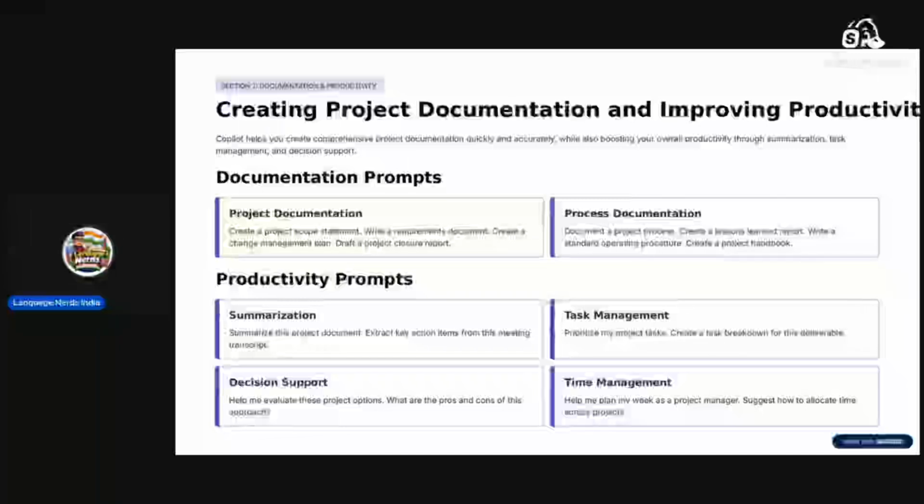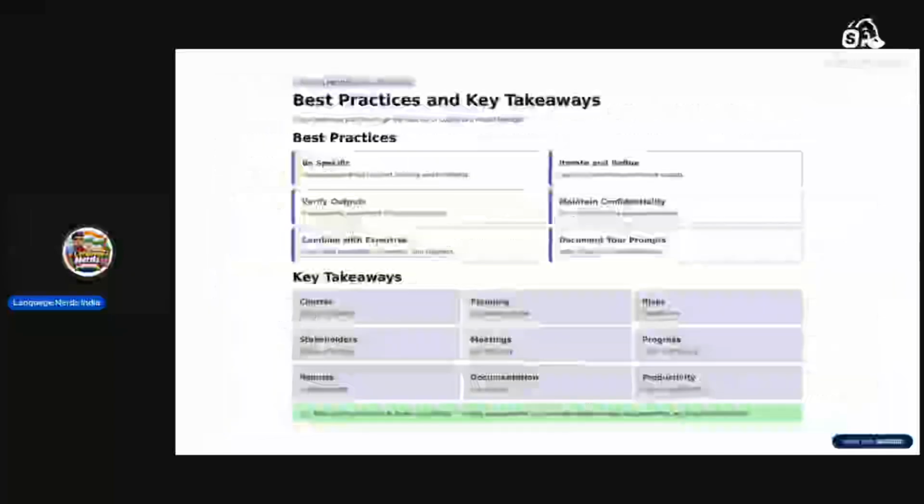Decision support, right, help me evaluate these project options. What are the pros and cons of this approach? For time management, you could use a prompt that says, help me plan my week as a project manager, suggest how to allocate time across projects.